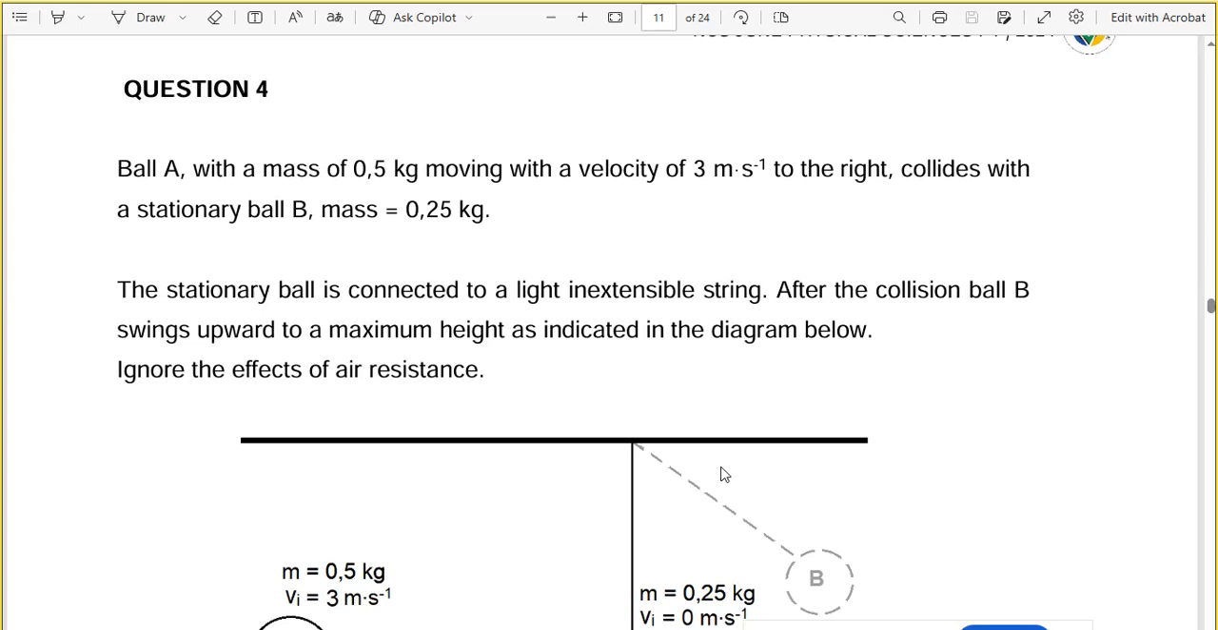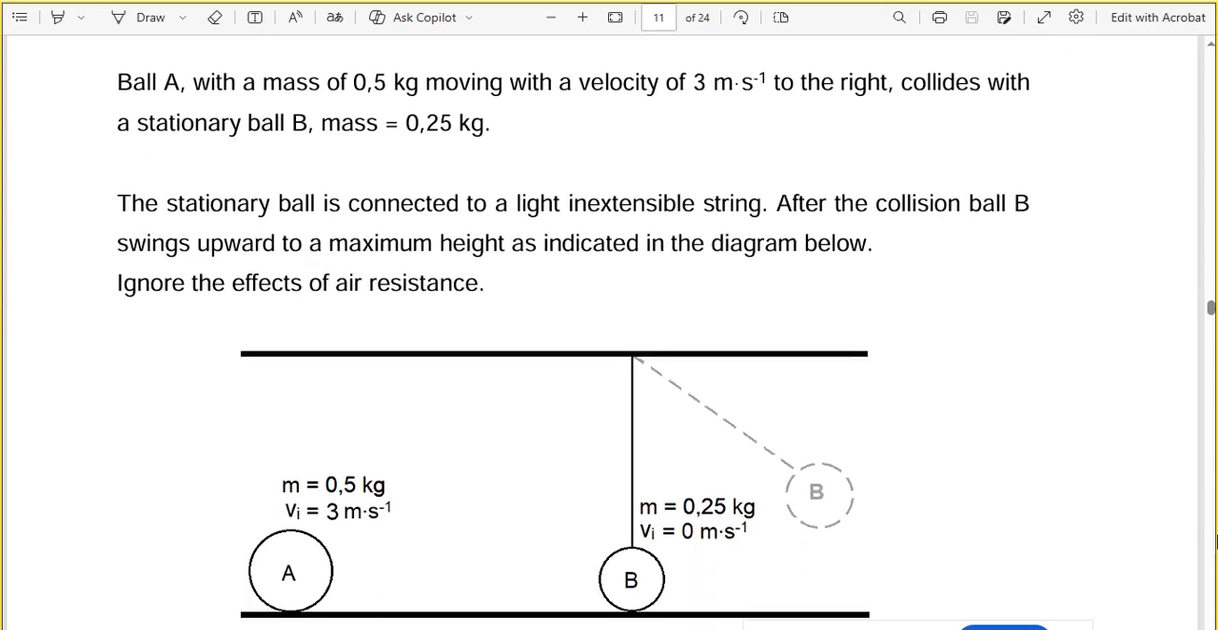Ball A with a mass of 0.5 kg moving with a velocity of 3 m/s to the right collides with a stationary ball B, mass equals 0.25 kg. The stationary ball is connected to a light inextensible string. After the collision, ball B swings upwards to a maximum height as indicated in the diagram below. Ignore the effects of air resistance.